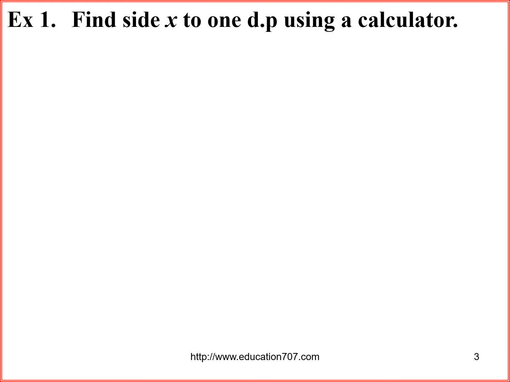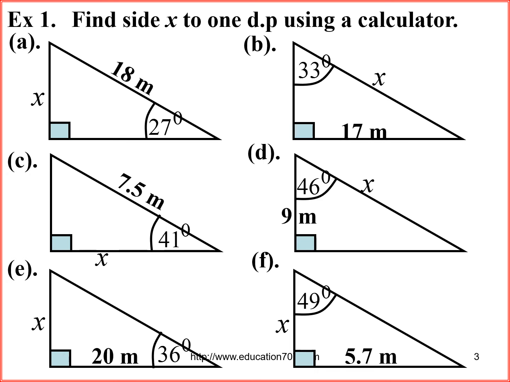So example 1. Find the side x to 1 dp using a calculator in each example. So in each example, what we can see is a side and an angle is given in a right-angled triangle, required to find a side. So we have 6 examples.